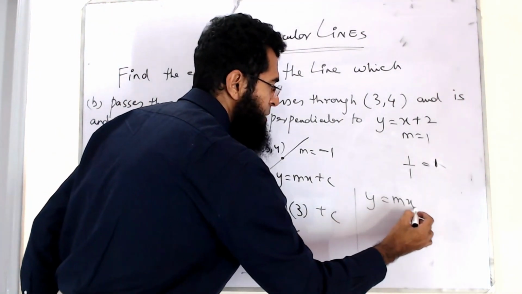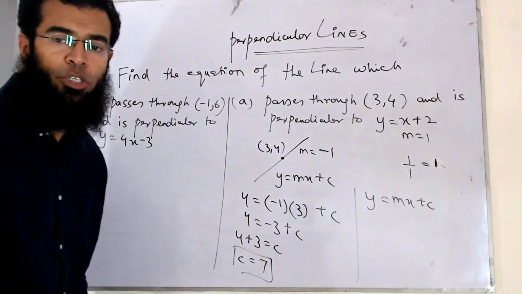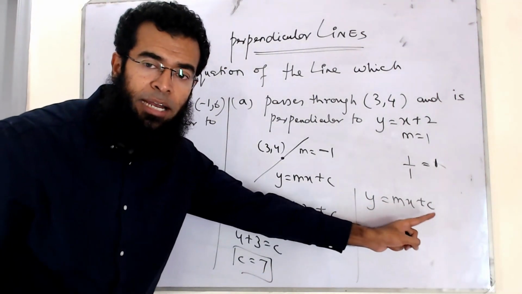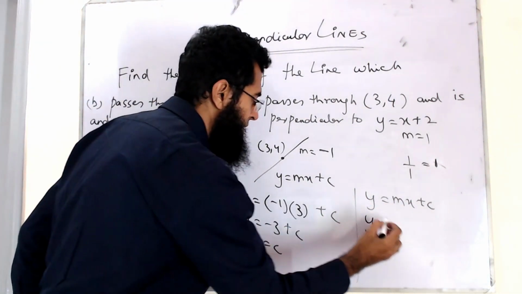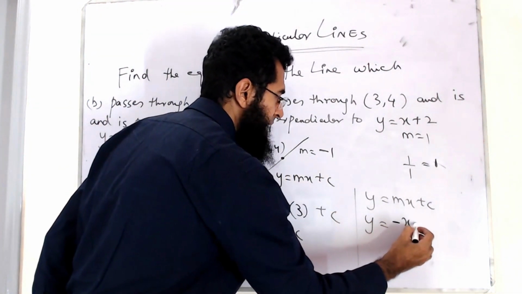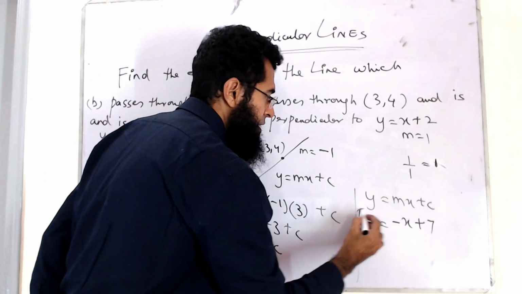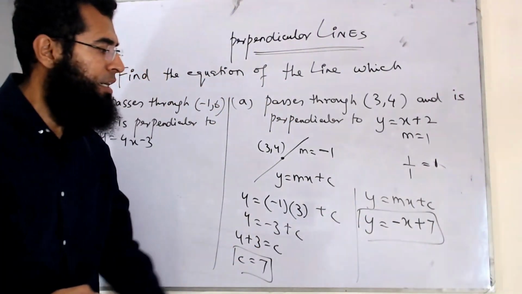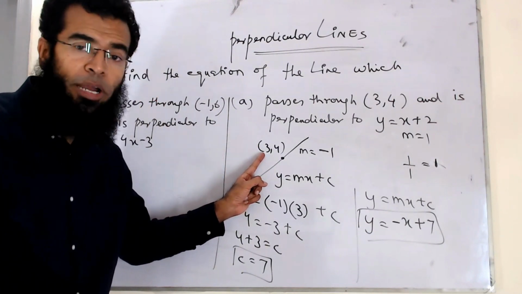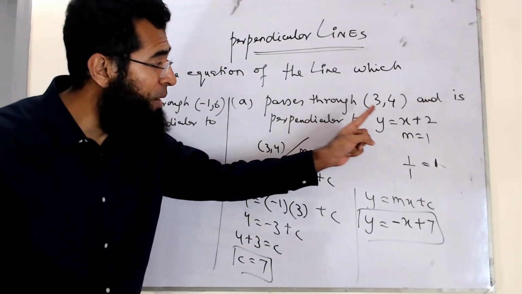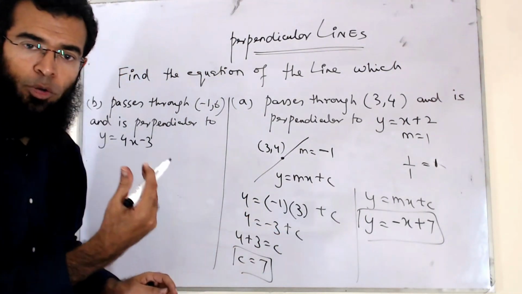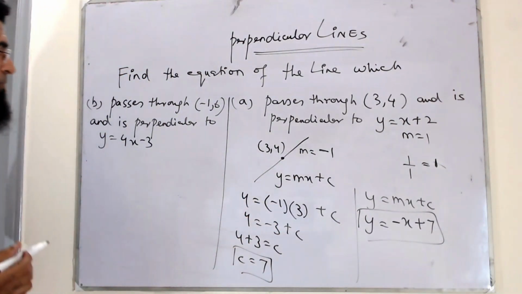So what is the equation of this line? y = mx + c, the standard equation of a straight line. Simply plug in the values of gradient and the y-intercept. So this is y is equal to, gradient is minus 1, so minus x and plus 7. So this is the equation of the straight line passing through the point (3, 4) and which is perpendicular to this line. I hope this is pretty simple. Let's take a look at a very similar question.